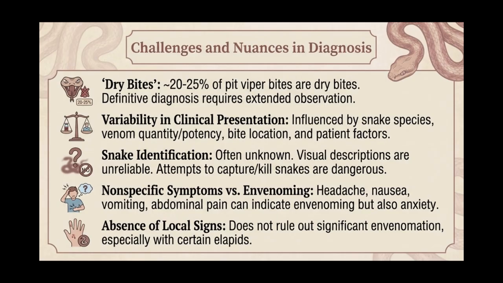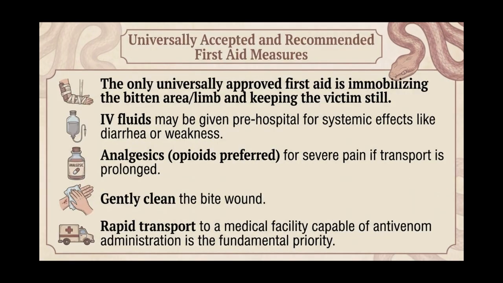Furthermore, the absence of local signs such as bite marks or tissue swelling does not necessarily indicate the absence of significant envenomation. Certain types of venom, especially from some elapid snakes, can cause serious blood abnormalities like low platelet counts or clotting issues without producing noticeable swelling or tissue response. Therefore, clinical assessment must consider these factors to ensure accurate diagnosis and appropriate treatment.